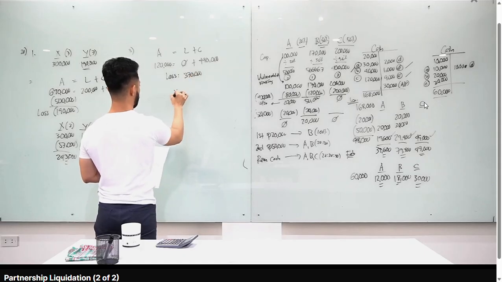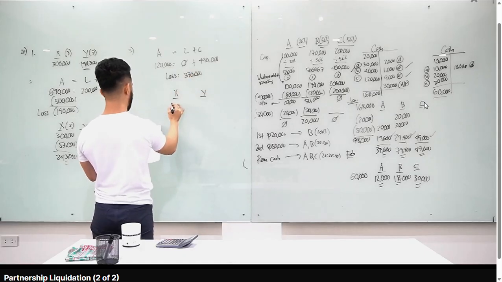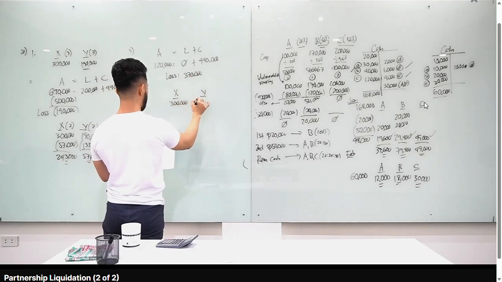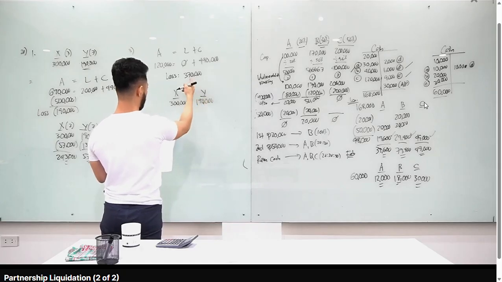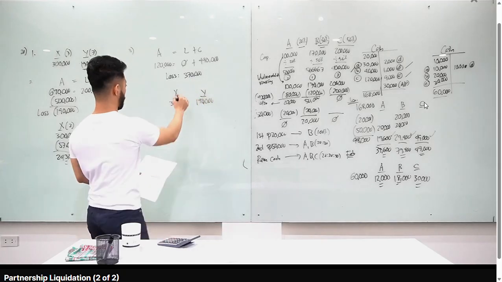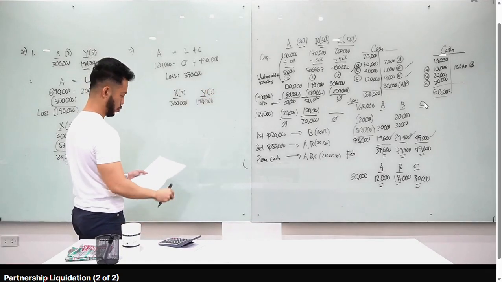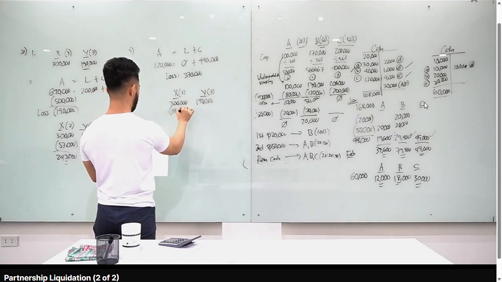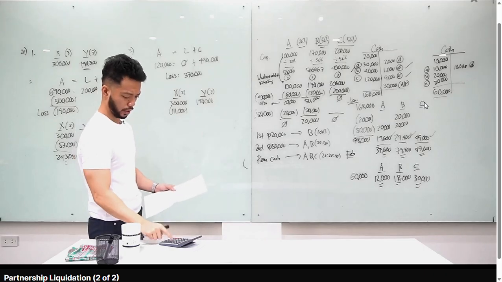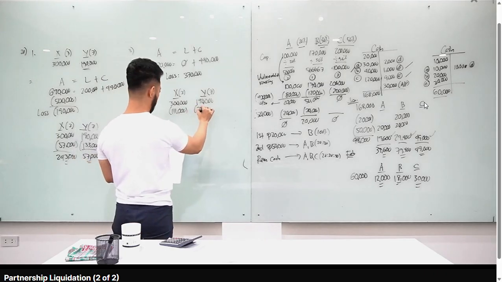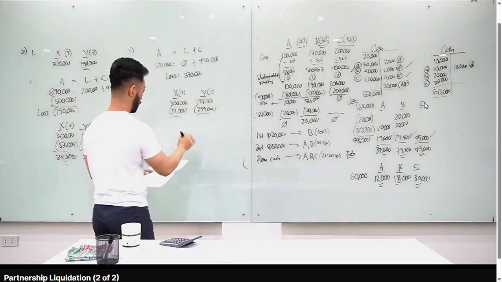370,000. We have partner X, we have partner Y. Partner X has 300,000 capital. Partner Y, 190,000. Let's allocate the 370,000 loss. Partner X has a 3:7 P&L ratio, so 370 times 30%. You have 111,000 for partner X. And then for partner Y, 370 times 0.7, 259,000. Okay? So let's see.